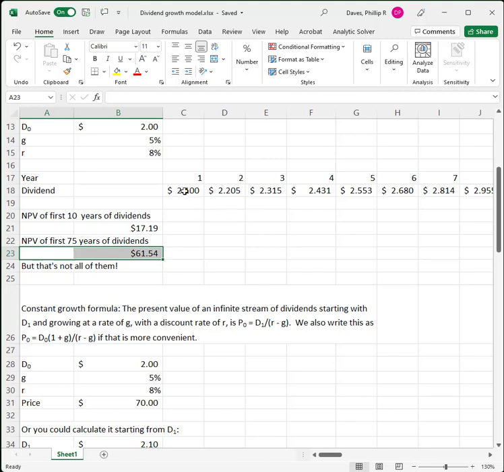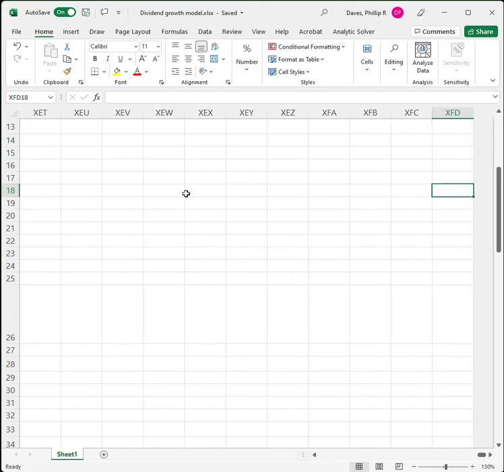Now, an infinite number of dividends would be an awful lot of dividends, especially on an Excel spreadsheet. And my Excel spreadsheet only goes out to, let's see, column XFD, and I don't know how many that is. That's a lot, but it's not infinite.